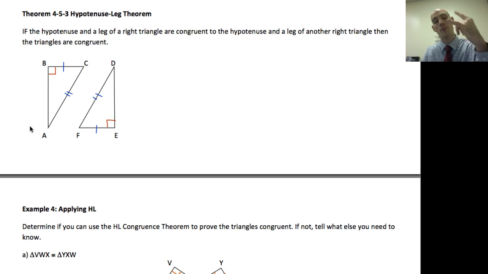Hypotenuse leg is a variation of the angle side, except the angle side is something we can use. We cannot use side angle. This is the only case that it works. So in this case, I've got this 90-degree angle, and I have the hypotenuse and one of the legs congruent to right angle, hypotenuse, and one of the legs. So if that's the case, those three pieces in that combination can work to prove triangles congruent.